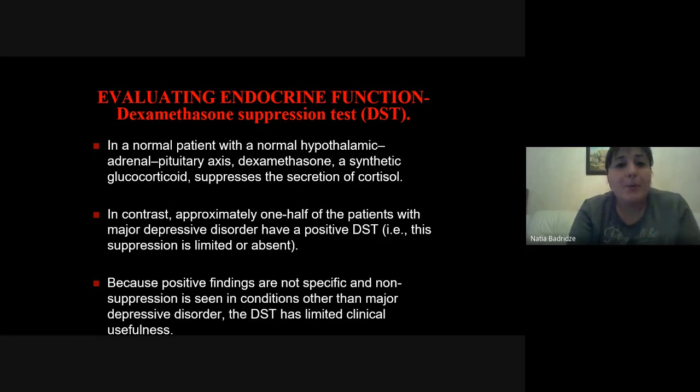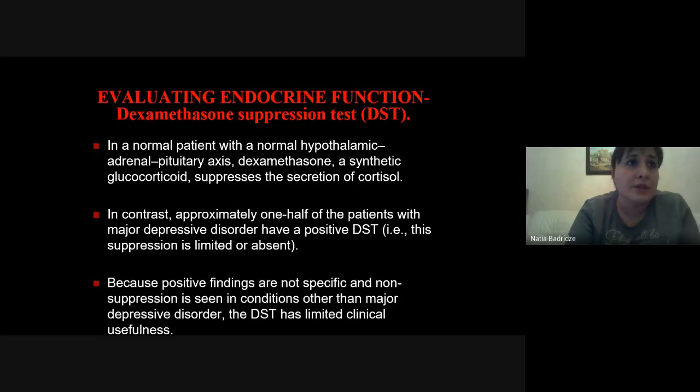Okay, when we are evaluating the endocrine function, we might use the dexamethasone suppression test. We use this test when we have major depressive disorder. It is not a specific test for other disorders, but for major depressive disorder, we can use this dexamethasone suppression test to identify this disorder in a patient.